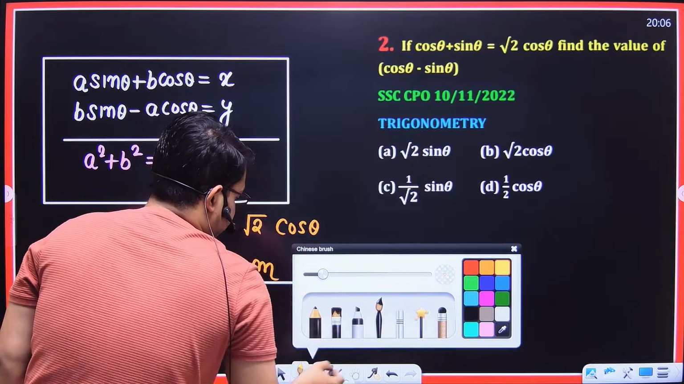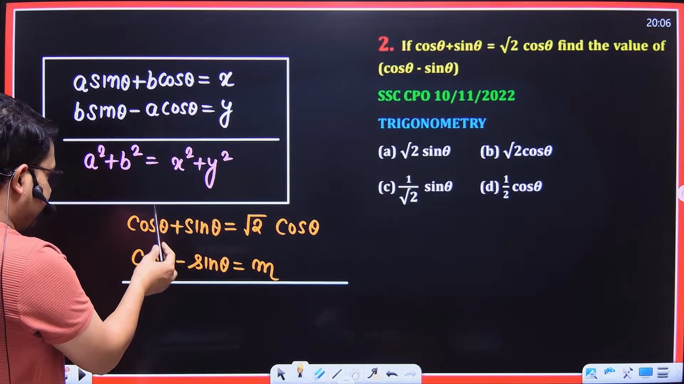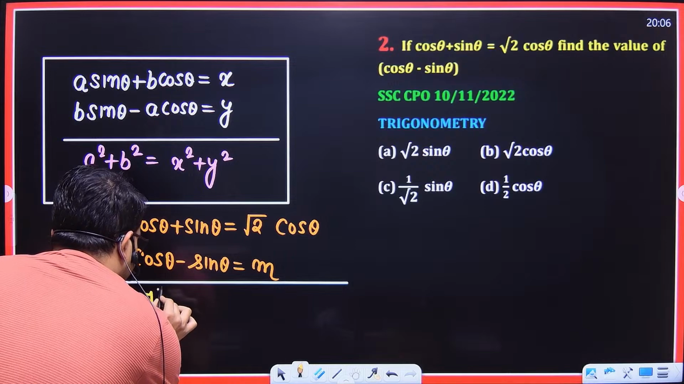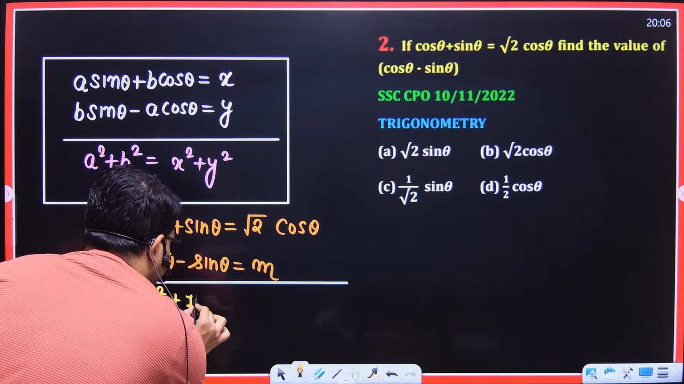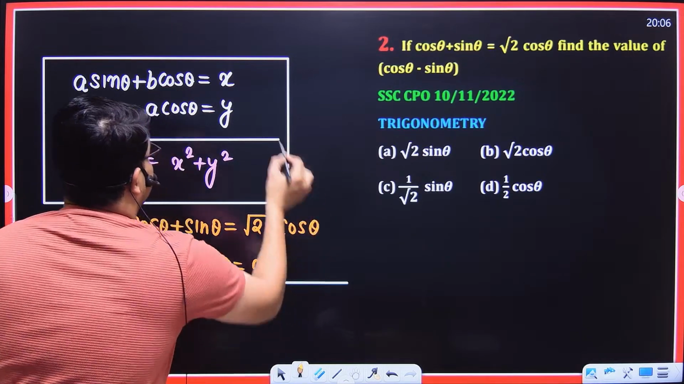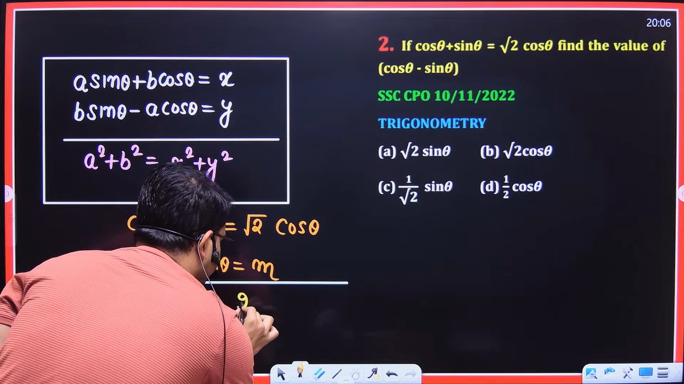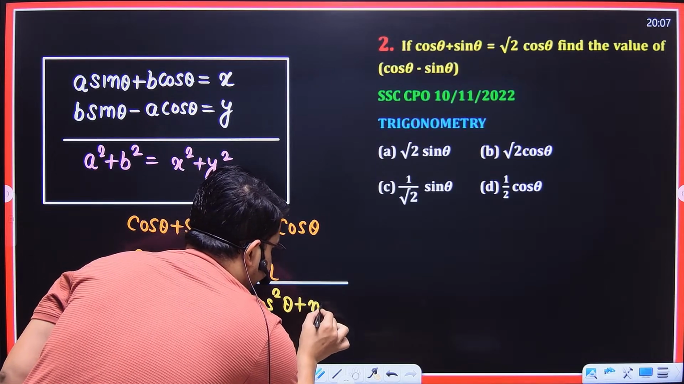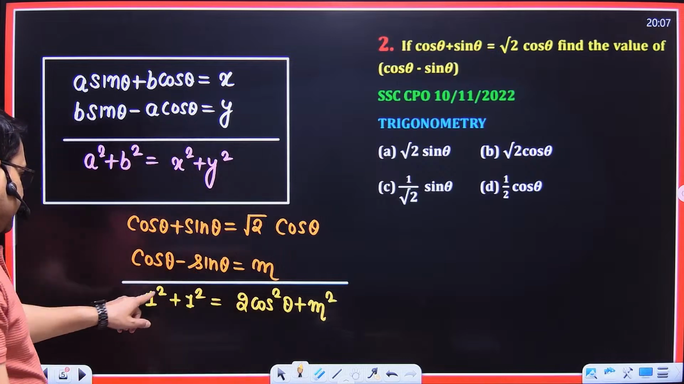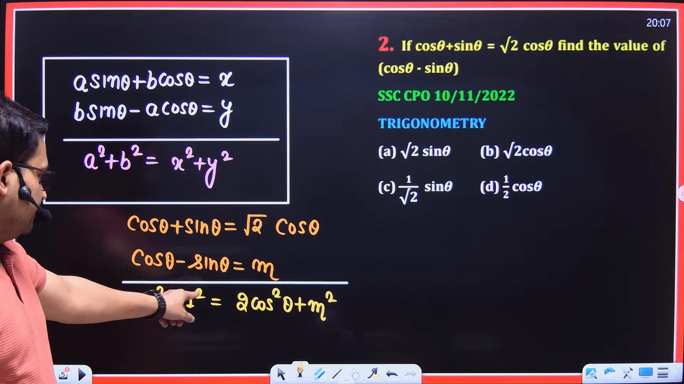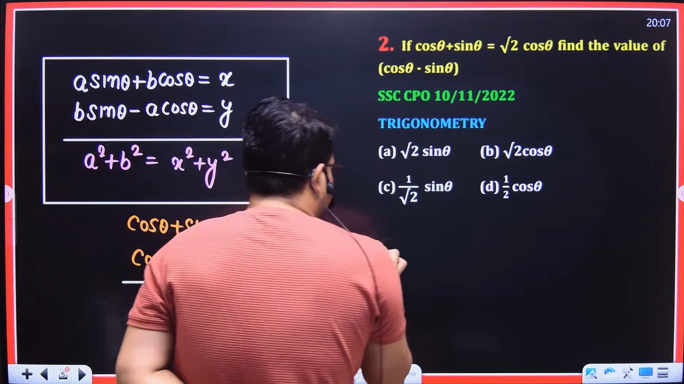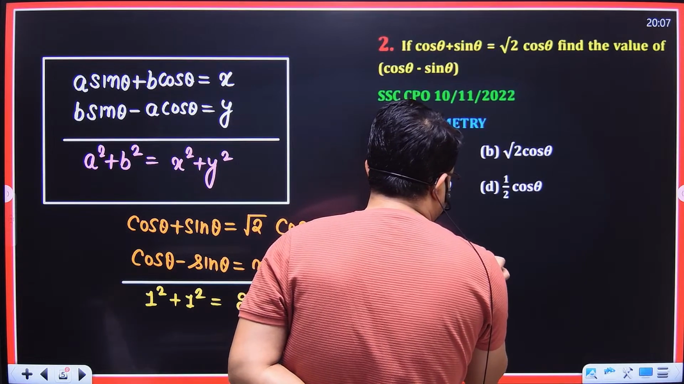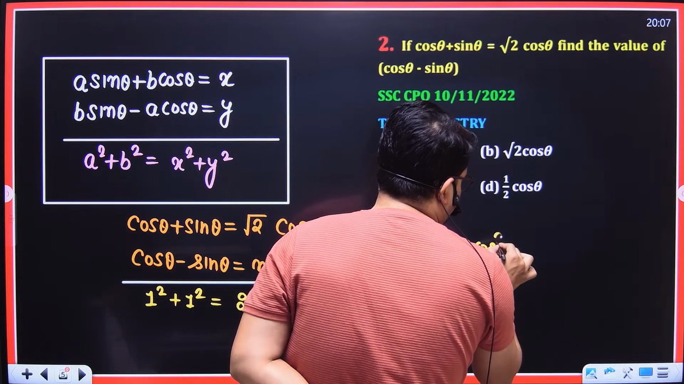See, the coefficients of sine theta and cos theta are 1. So 1 square here plus 1 square here is equal to 2, this one is our x. So here 2 cos square theta plus m square. So 1 square plus 1 square is equal to 2. 2 minus 2 cos square theta. So m square is equal to 2 minus 2 cos square theta.